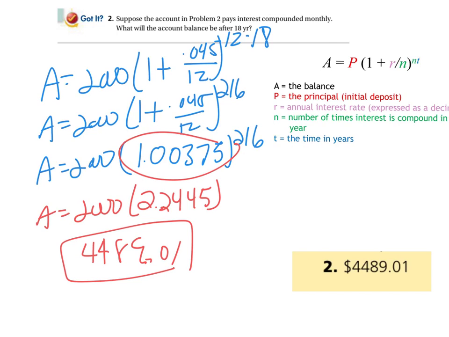I think you had 4,475. So you gain like $14 by picking a bank that gave you monthly compounding of interest, right? So it's not even $1 a year over the entire 18 years that the difference made. But with a larger amount of money, maybe more might be important to you.